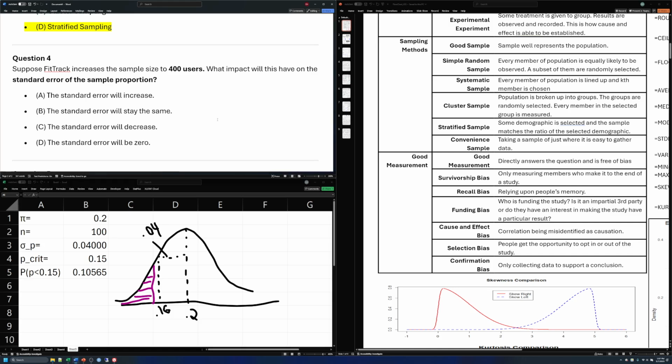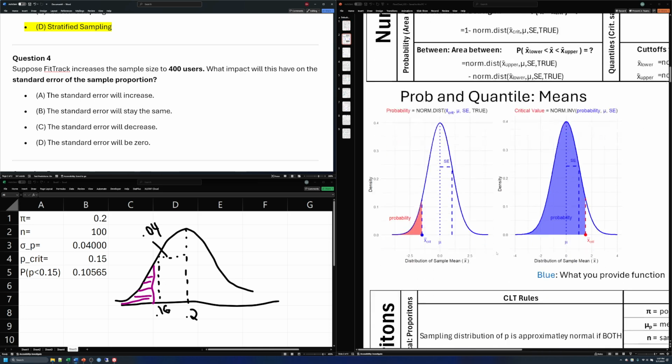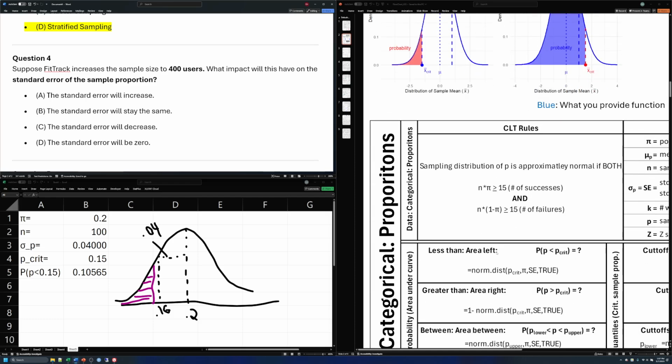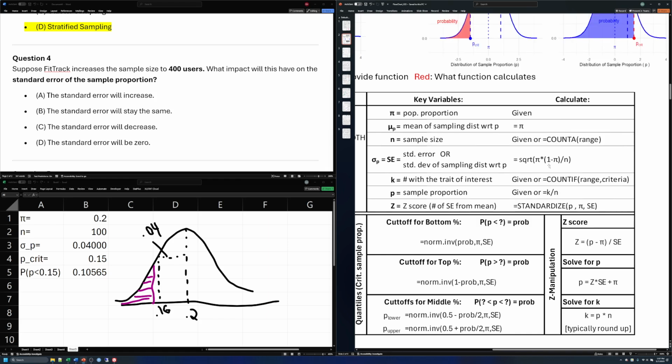What impact would this have on the standard error of the sample proportion? And we would say that, okay, as our sample size increases, what's going to happen? Well, let's take a look at our standard error calculation again. If we go over to our standard error, as the sample size increases, this standard error is probably going to decrease.